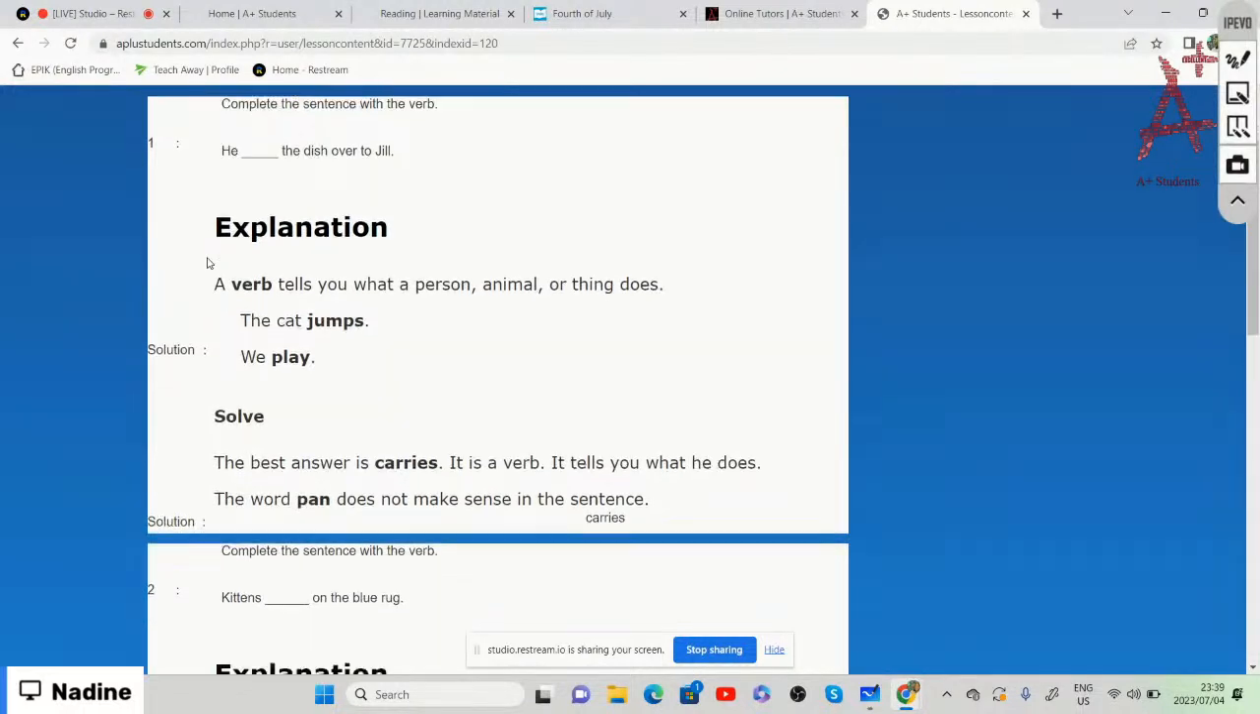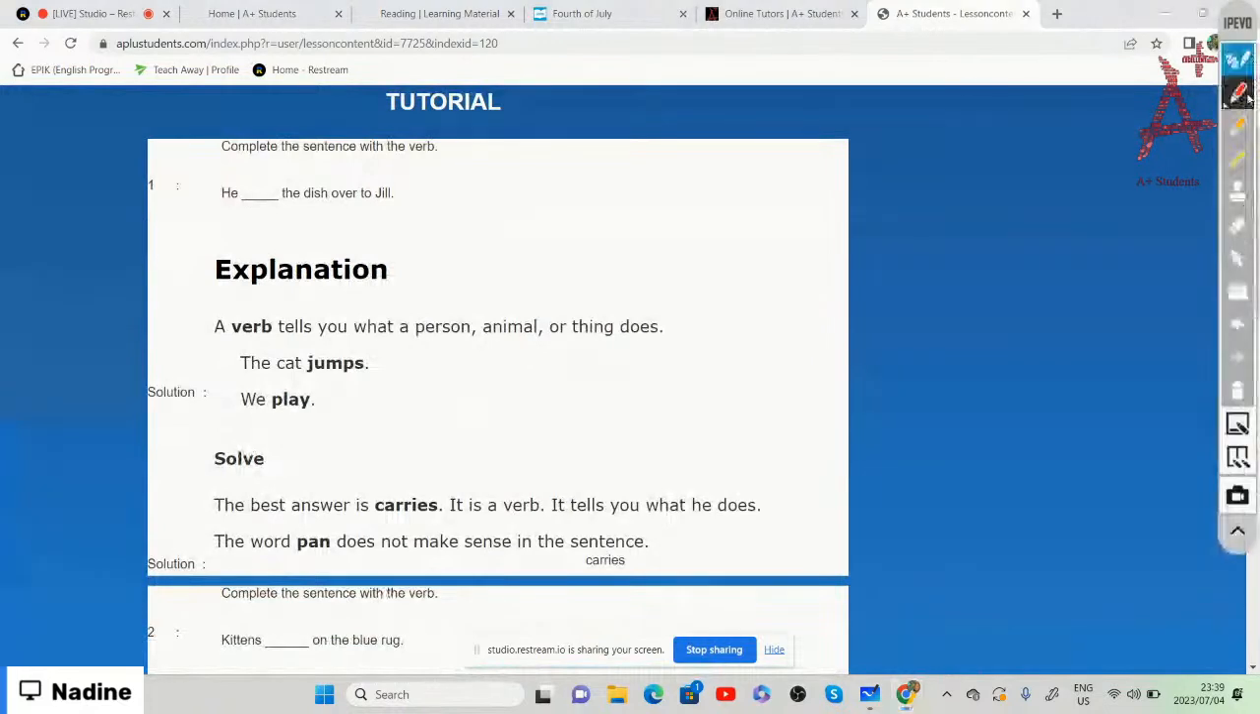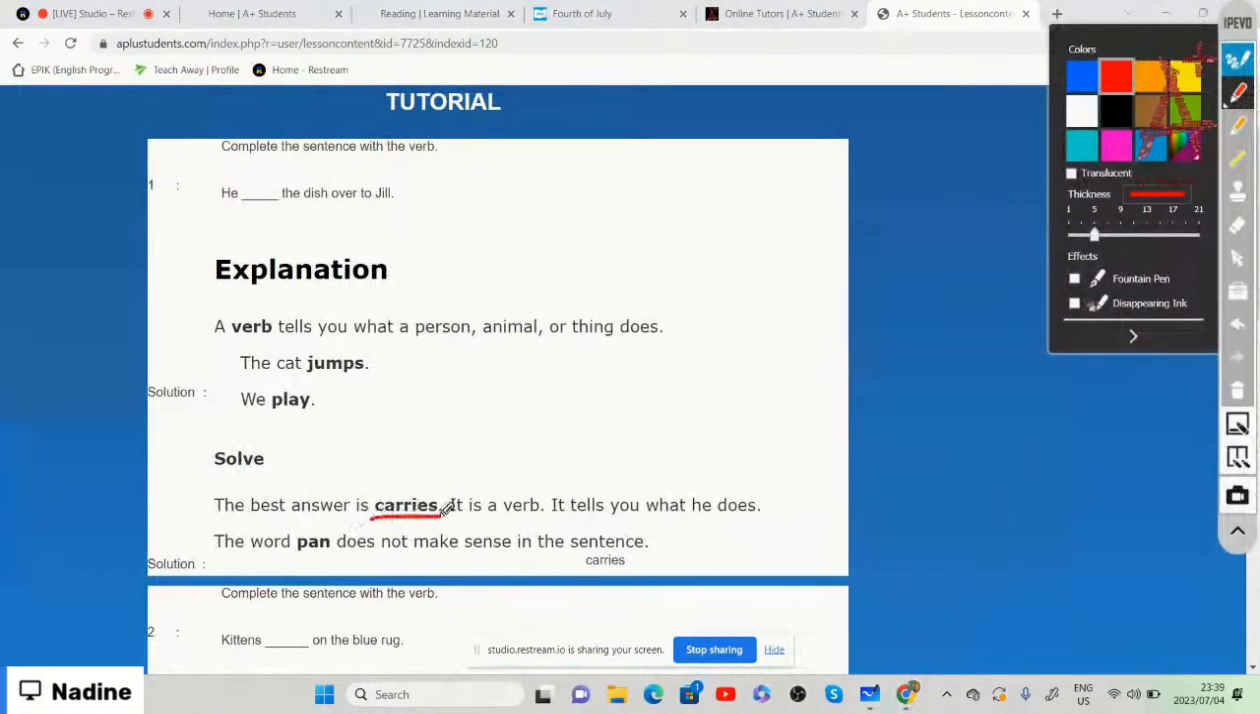All right, so here it says if we start with our opening question, He what the dish over to Jill? What do you think he did? So here we need to use the action verb. He what the dish over to Jill? And over here it says that he carries, because that is the best answer. So carries is the verb and it tells us what he does, because he carries the dish over to Jill.